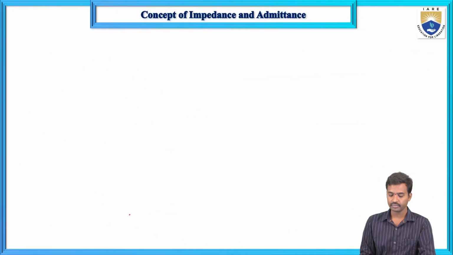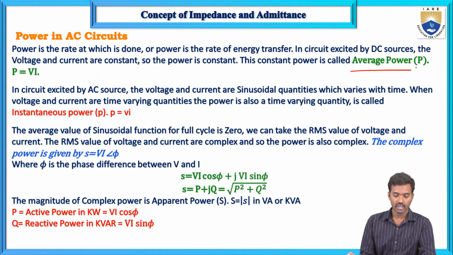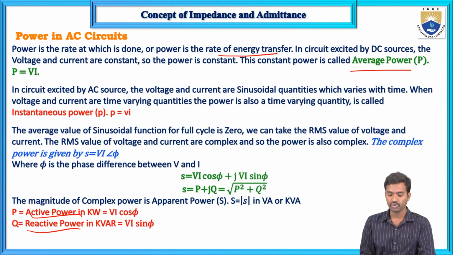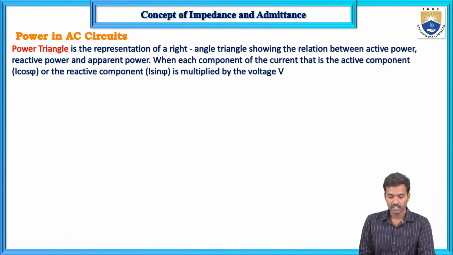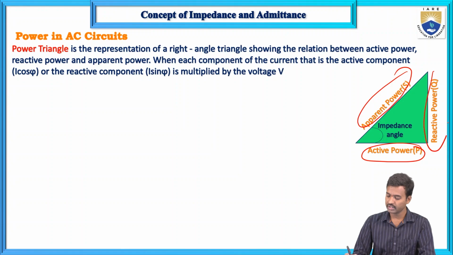Now, what about the power? Power is average power, and next complex power. Average power is divided into 3 parts: active power, reactive power, and apparent power. Power is the rate at which work is done, that is, the rate of energy transfer. If you draw the power triangle, this is the apparent power, this is the active power, and this is the reactive power. These are represented with S, P, and Q. The units are kVA, kilowatts, and kilovolt ampere reactive, kVAR.